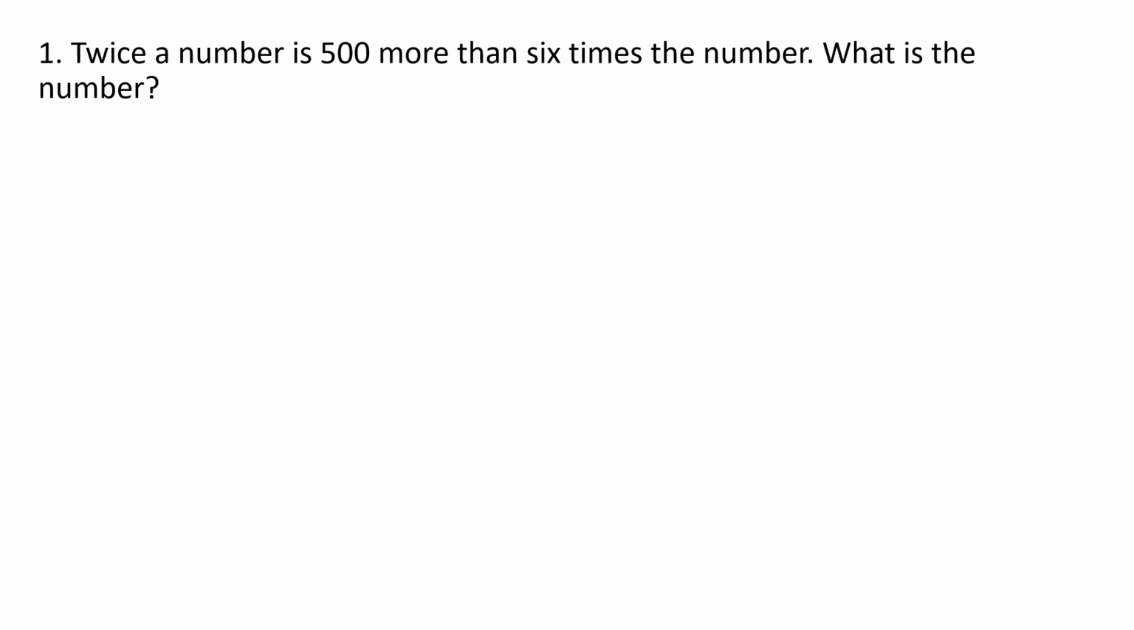Twice means 2 times. So this is twice a number is 500 more than 6 times the number. That's a lot of words in place. But if we just take this a phrase at a time, twice a number, 2x, is equals 500 more, plus 500. 6 times the number is 6x. Twice a number is 500 more, remember that goes at the end, then 6 times the number. That's number 1.